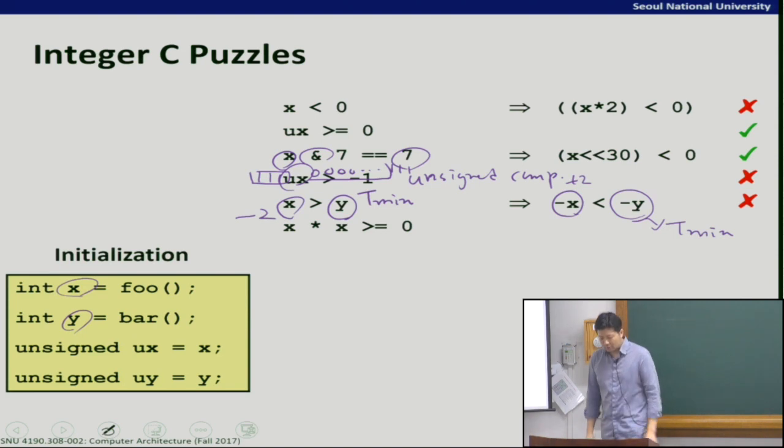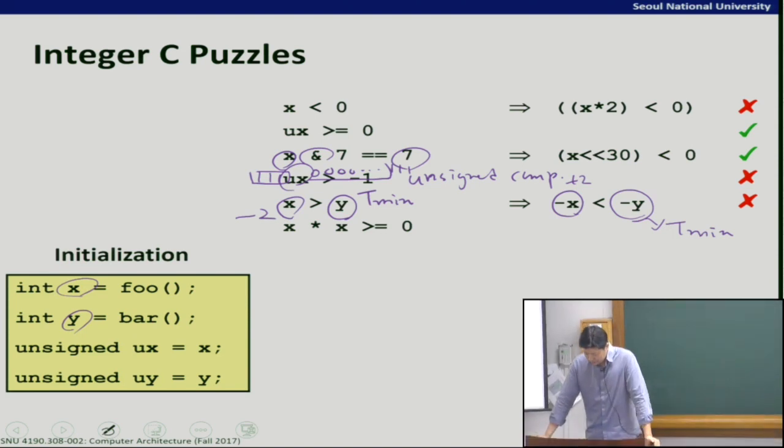x times x is always greater than or equal to 0. The answer is no. What if there's overflow? Let's say you multiply two very large values of x, then you end up having overflow, and it becomes a negative number, right? So this in general is not true.